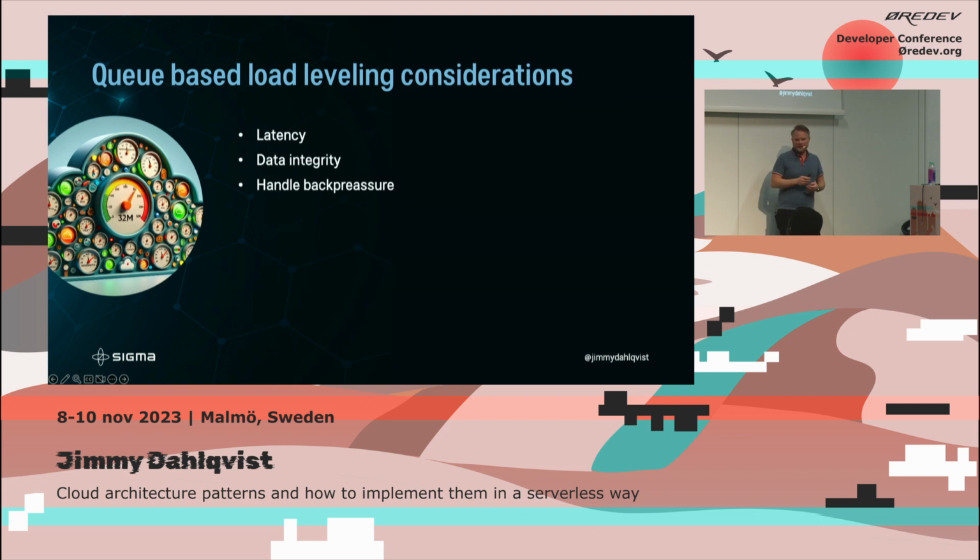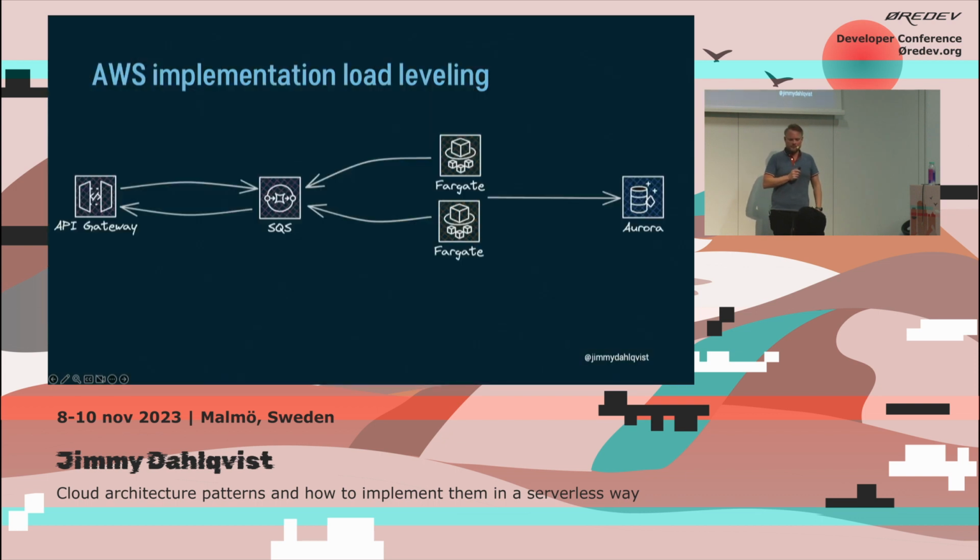Consideration, of course, once again, latency. We add latency. Data integrity, because messages are in the queue for a long time, maybe. And how do we handle back pressure? That's the most important one. If the queue keeps growing, because our producers are always faster than our consumers, how do we handle that back pressure? We can add more consumers, of course. And we can add time to live to the message, saying that, okay, after 500 seconds, we're going to drop this message. It's not important anymore. So you need to define how you handle your back pressure.